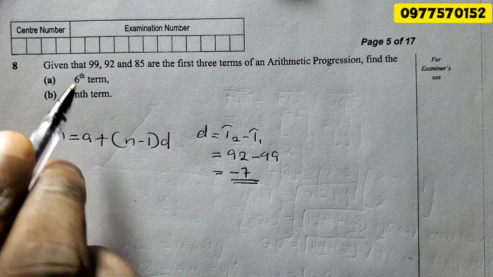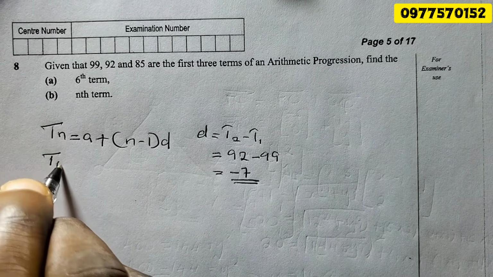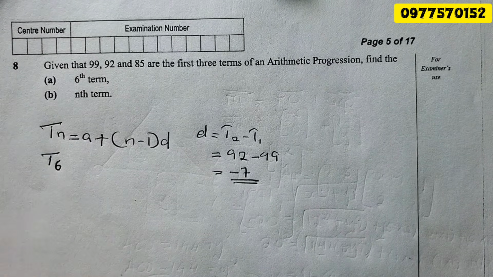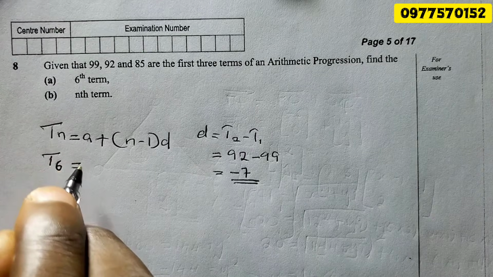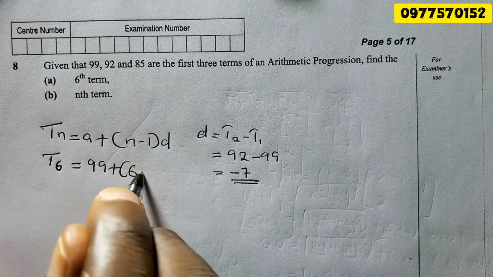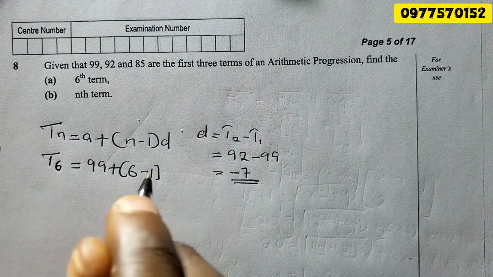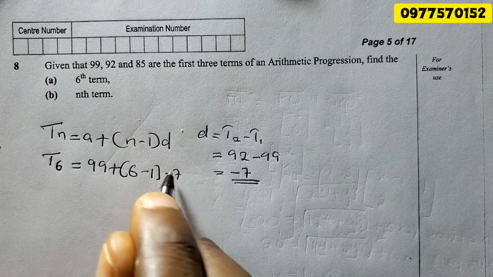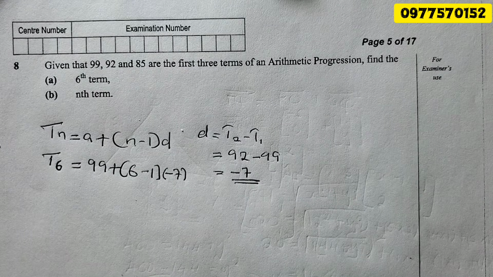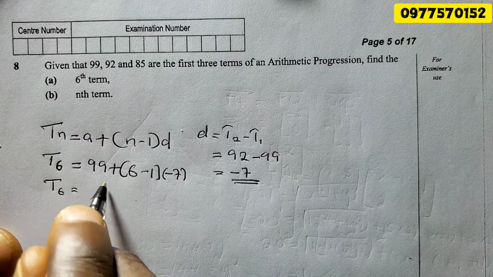Now, we are asked to find the nth term. So we're going to T term number 6. Oh, we are told to find the 6th term, not the nth term. Nth term is the second question. So here it will be the first term, 99 plus n is 6 minus 1. Then common difference is negative what? Negative 7. Let me just put it in brackets so that I show that I'm multiplying. Check. Here we can just solve what is in the bracket.